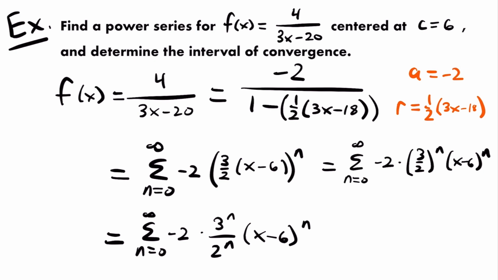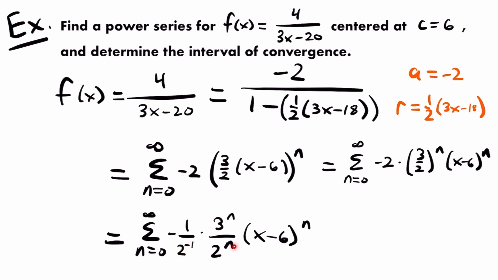Now we can actually simplify this further. The reason why I took 3 to the power of n and 2 to the power of n is because 2 can be moved to the denominator if we make the exponent negative, right? So we'll change this from being negative 2 to being negative 1 divided by 2 to the power of negative 1, right? If we move 2 to the denominator, instead of being 2 to the first power, it'll be 2 to the power of negative 1.